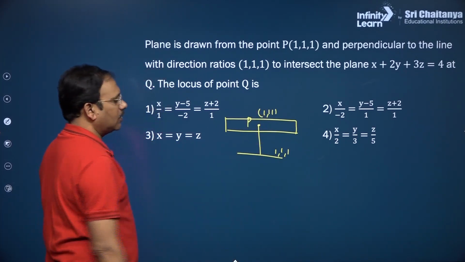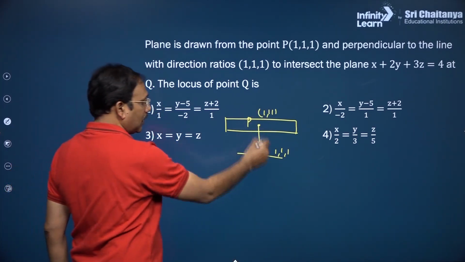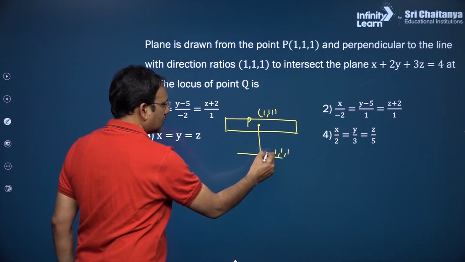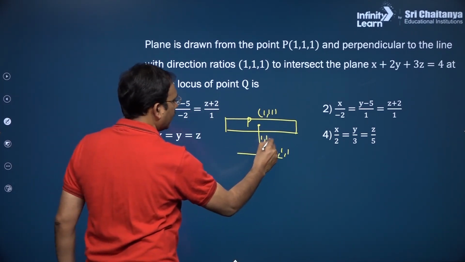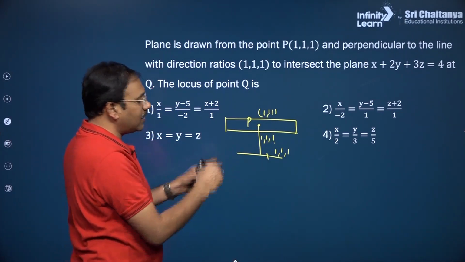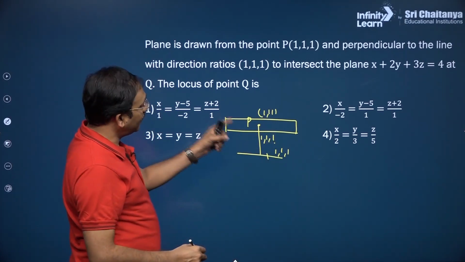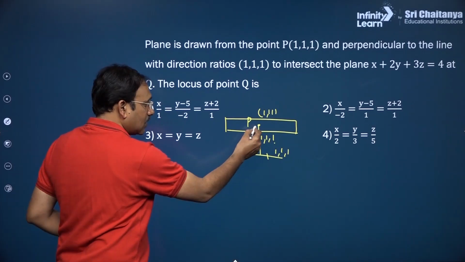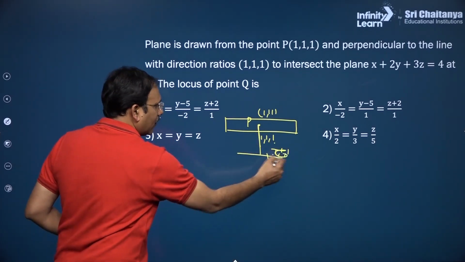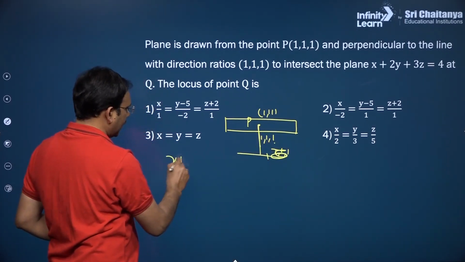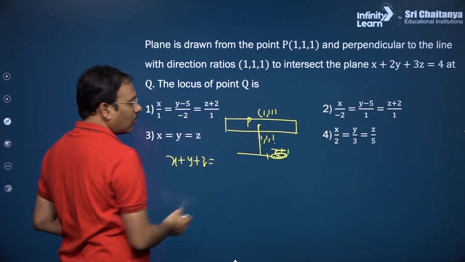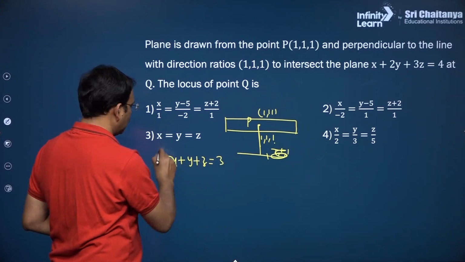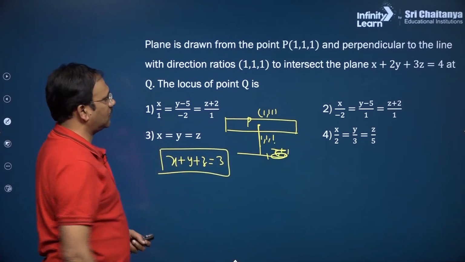So, this plane is perpendicular to the line with DRs 1 1 1. So, that means the plane normal DRs are 1 1 1 and the plane is also passing through 1 1 1. Since the plane normal DRs are 1 1 1, I can say the plane equation is x plus y plus z is equal to some number. It is anyhow passing through 1 1 1, means it is equal to 3. This is the plane equation, my dear friends.